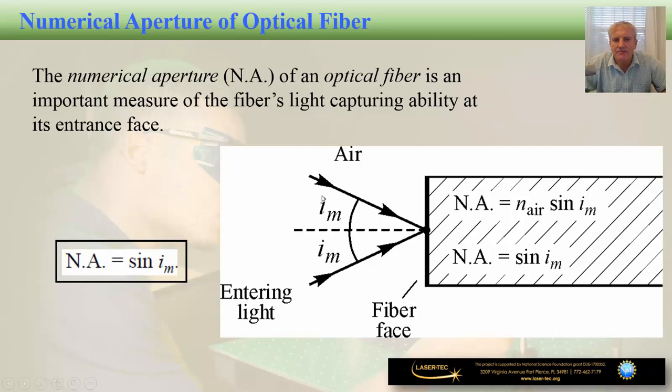angle θ_m. And as we can see on the left, the numerical aperture of the optical fiber is simply defined as the sine of the acceptance angle. So, in the same way that a numerical aperture defines the light gathering ability of a lens, the numerical aperture of the optical fiber also defines the light gathering ability of the optical fiber, or in other words, our ability to launch the light into the fiber.